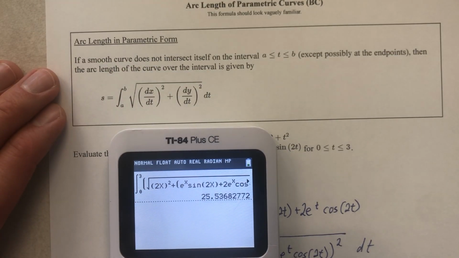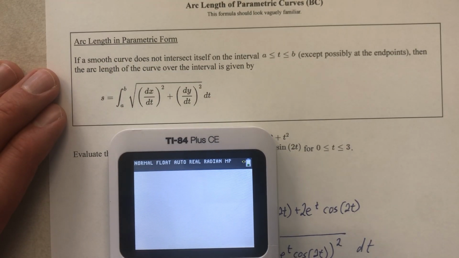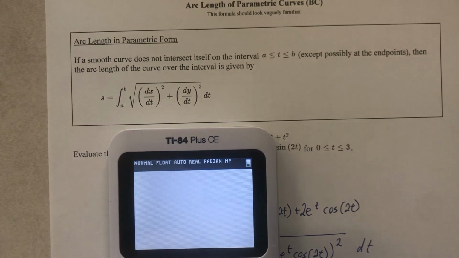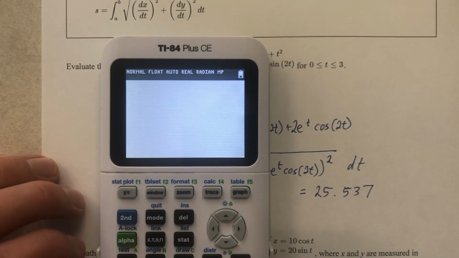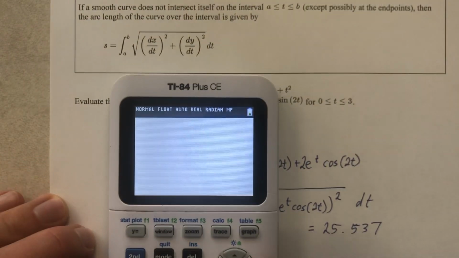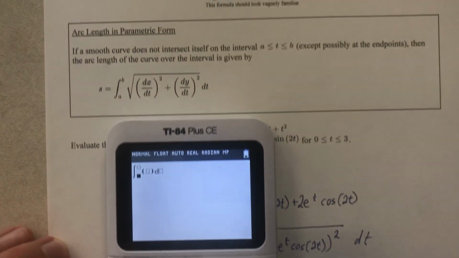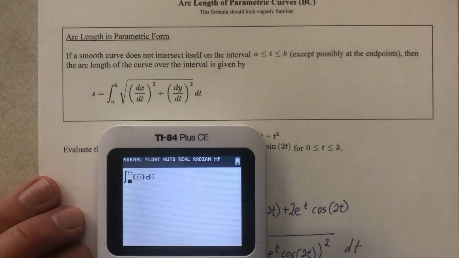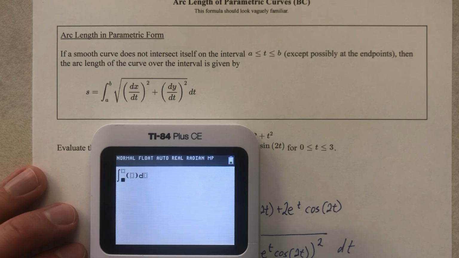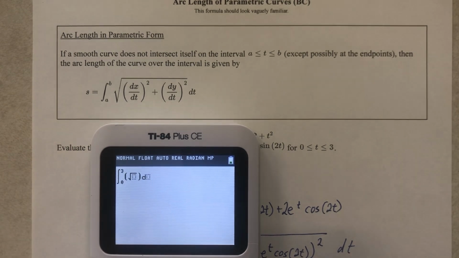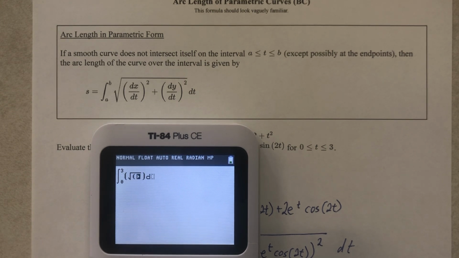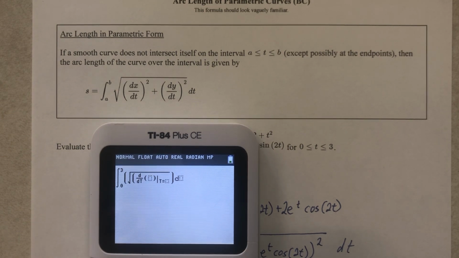So math 9. By the way, I quit right there, just in case I'm pressing a bunch of buttons and you're like, what happened? I pressed second and quit. You probably know that, but I press buttons and don't even tell people what I'm pressing. So we're going to go from 0 to 3 of the square root of, all right, about to get crazy, parenthesis because we need it, math 8, that is the derivative with respect to t of the x function.